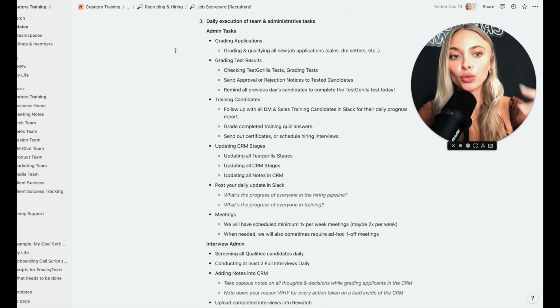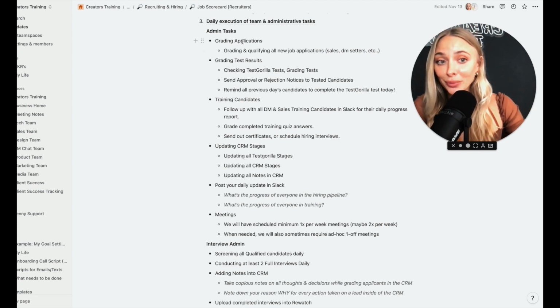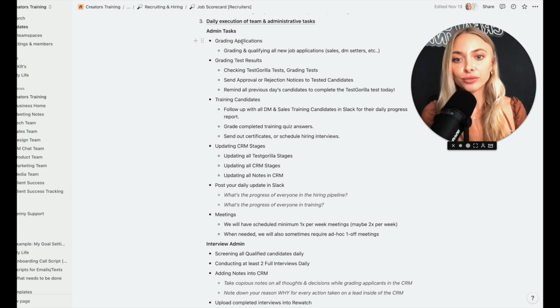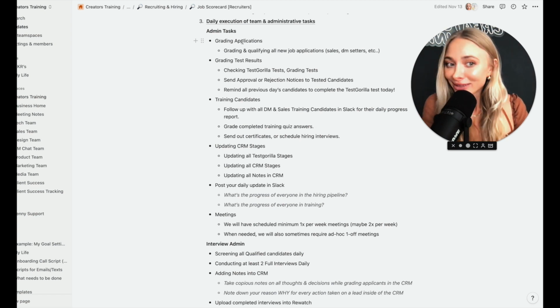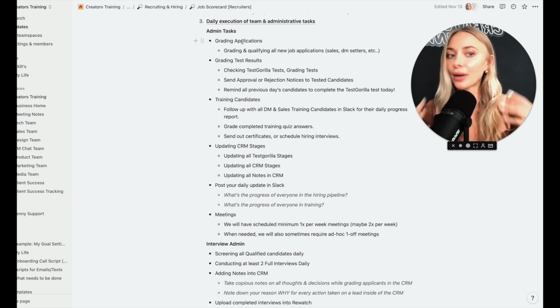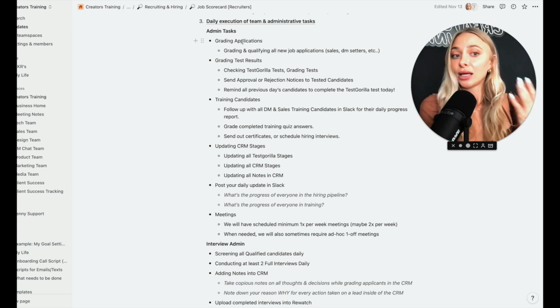So the next thing you probably want to put in your KPIs is the daily execution of team and administrative tasks. It's really important to actually outline that stuff, because if you are expecting someone to update the CRM, train candidates, grade results, but you didn't outline that, you can't be really mad at that person for not performing. And that's why we put it in here, so they know exactly this is what is expected from my manager or boss or CEO, and I can perform this on a daily basis.